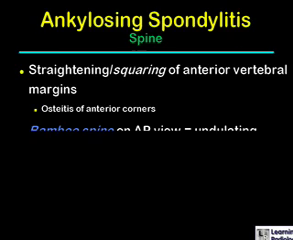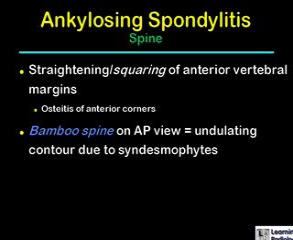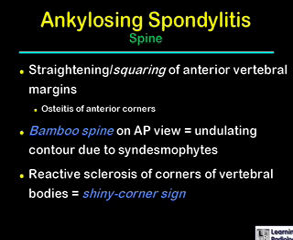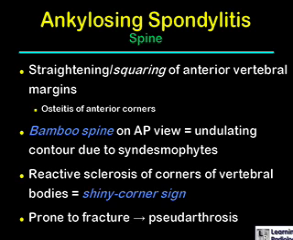There may be straightening or squaring of the anterior vertebral margins early in the disease, which is due to an osteitis at the anterior corners of the vertebral bodies. Bamboo spine is the appearance that's been described on the frontal view of the spine because of the undulating contour of the spine due to the syndesmophytes. There may be reactive sclerosis at the corners of the vertebral bodies, which is called the shiny corner sign, and patients with ankylosing spondylitis are prone to fractures of the spine, which may in fact lead to pseudarthroses.